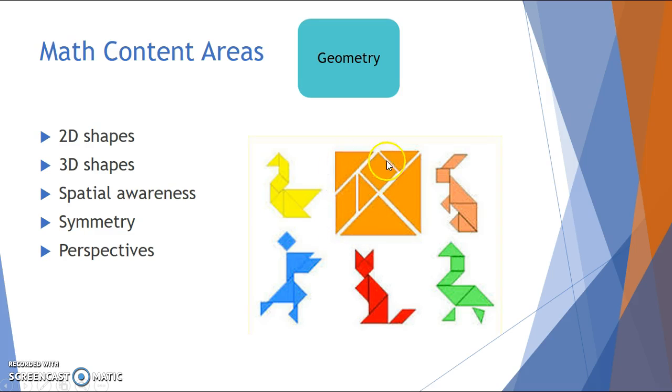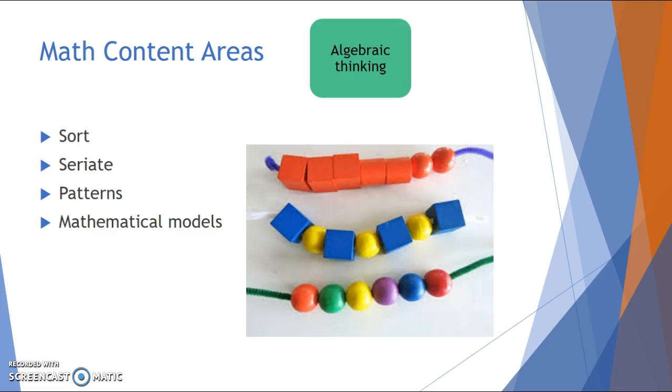And using square and using right triangle and all of those good math words. We want to familiarize ourselves with that vocab so that we can pass that on to children. We'll show an example of that vocab here. So algebraic thinking is sorting, seriating, creating patterns, creating mathematical models. These are all areas of algebraic thinking.